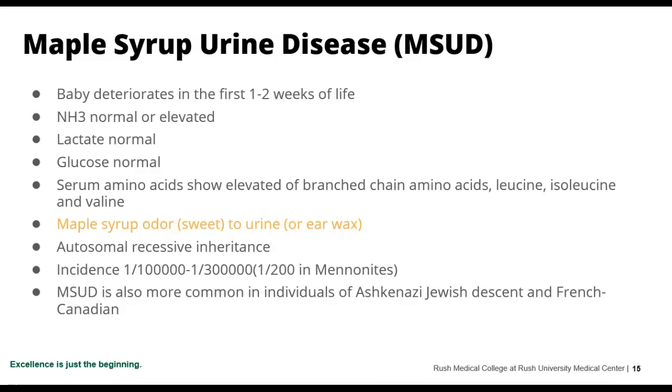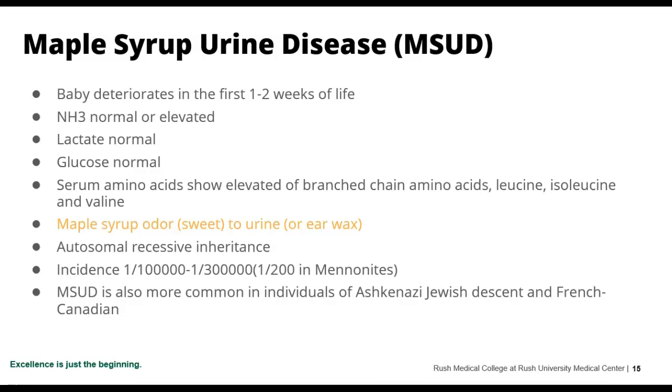The next thing I want to talk about is maple syrup urine disease. And in this situation, the baby deteriorates in the first couple weeks of life. So again, glutaric presents a little bit later. The ammonia could be normal to mildly elevated. The lactic acid's usually normal. The glucose is usually normal.